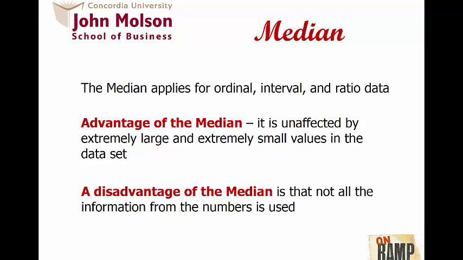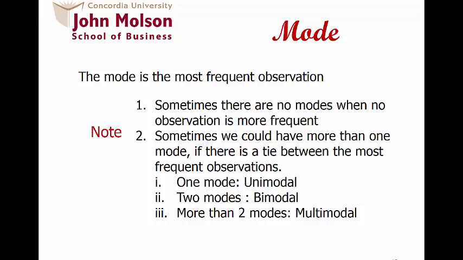So we saw the mean, the median, and the other one is the mode. The mode is the most frequent observation. Well, there's no calculation required, but you still need to put the data in increasing order to identify repetition. Sometimes there are no modes when no observation is more frequent than the other. Like 1, 2, 3, 4, 5, there's no number that is repeated, nothing is more common. Sometimes we could have more than one mode. Suppose there is a tie between the two most frequent observations.